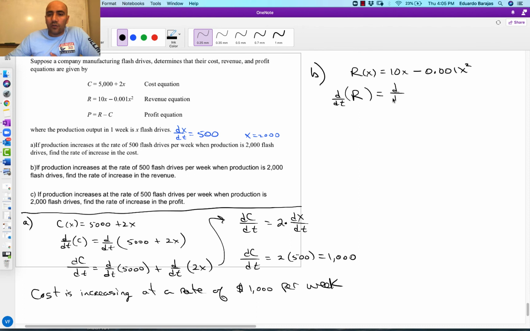And that's equal to the derivative with respect to time of 10x minus 0.001x squared. And so that gives us dr/dt equals 10 times dx/dt minus 0.001 times 2x times dx/dt. Good. And we have everything we need.